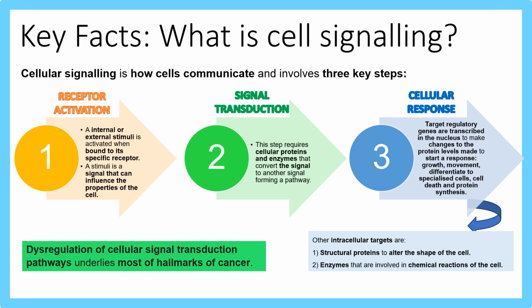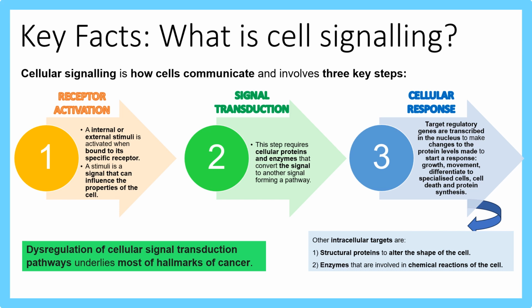So receptor activation is when you have an internal or external stimulus. Internal means inside, external means outside stimuli, which is like a signal that can influence the properties of the cell. In order for it to be activated, it needs to bind to its specific receptor, just like a lock and key. And just as a recall, a similar case when we looked at the structure of the DNA, the base pairs, when they're paired complementary. The next step is signal transduction. When the receptor has been activated, we need to transmit this signal within the cell. And this requires proteins and enzymes that help facilitate this process.